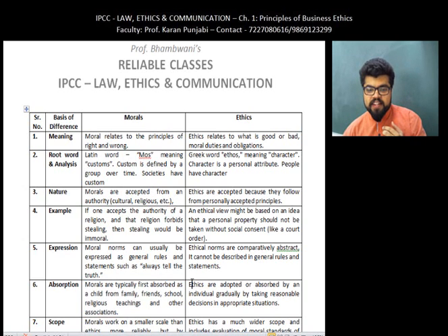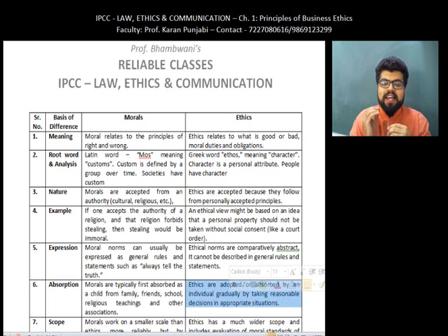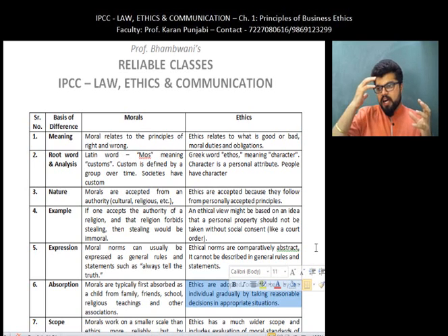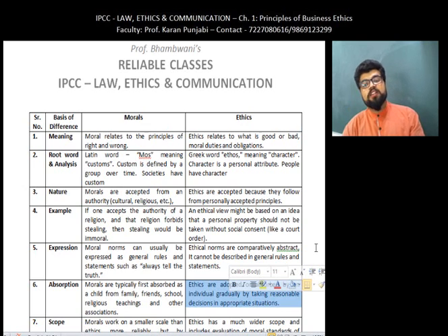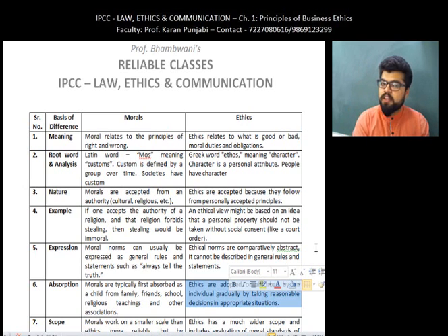When we talk about ethics, they are adapted or absorbed by an individual gradually by taking reasonable decisions in appropriate situations. So in life, students, we will face many situations. We face many situations wherein we are stuck in something. हम लोग एक dilemma में हैं, हम लोग confused हैं, जिसके अंदर हमको decide करना है कि भैया सही क्या है और गलत क्या है. In these situations, we face lot of experiences. हम लोग कई बार सही decisions लेते हैं, गलत decisions लेते हैं.